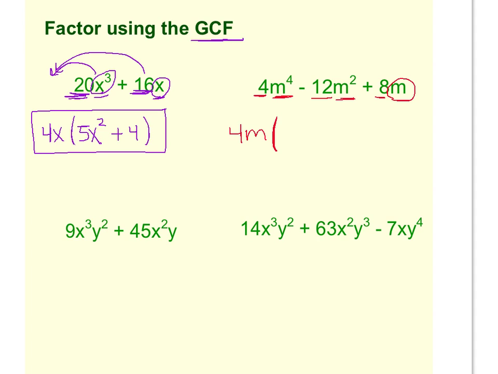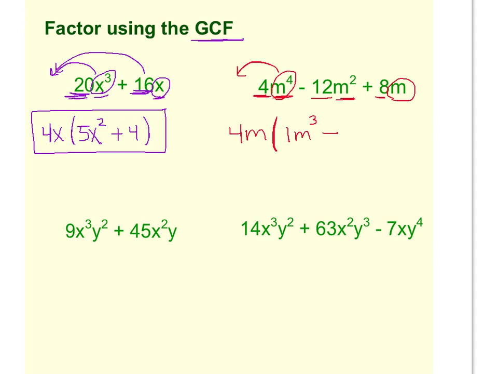And then we're going to go through and factor 4m out of each term. Well, this 4 divided by the 4 leaves you with a 1. And then the m to the 4th, when you factor out an m, it leaves you with m cubed. Now this 1 in front of the m cubed is optional. You can write it or you don't have to write it. Doesn't really matter to me. I'll bring down the minus sign.